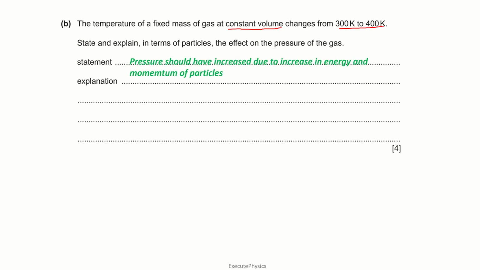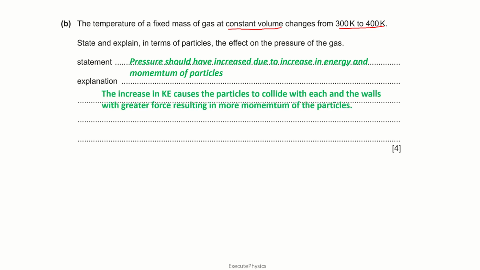The increase in energy happens. So what happens because of the increase in temperature? The pressure increases due to the increase in energy, and as they gain energy, they collide more often and more frequently with greater energy, so the momentum of the particles also increases. So you can write an explanation: the increase in kinetic energy causes the particles to collide with each other and the walls with greater force, resulting in more momentum of the particles.